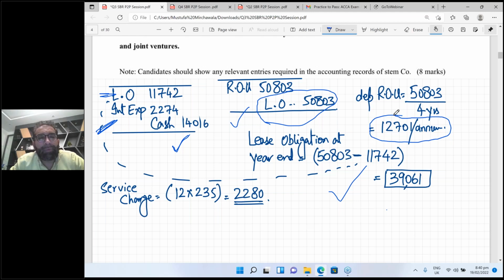Now, one more thing. As a student, you may ask, sir, what will go in the PNL? Listen. Interest expense 2274 will go in the PNL, depreciation expense 12701 will go in the PNL, and service charge 2280 will also go in the PNL. I repeat, I'm just discussing option number one right now.